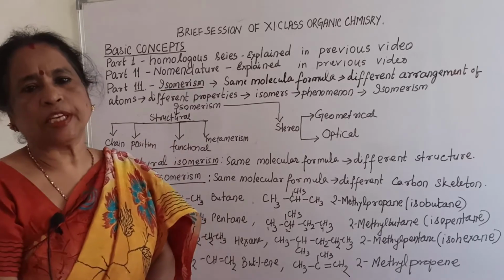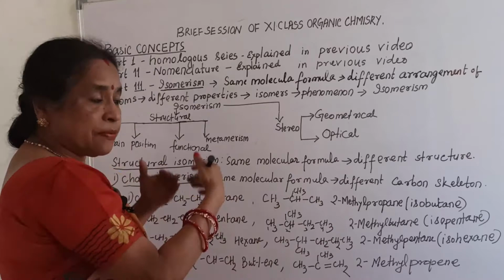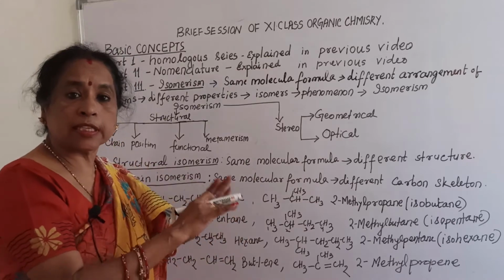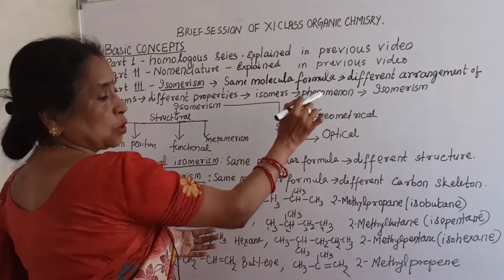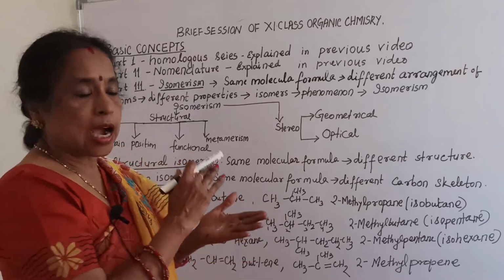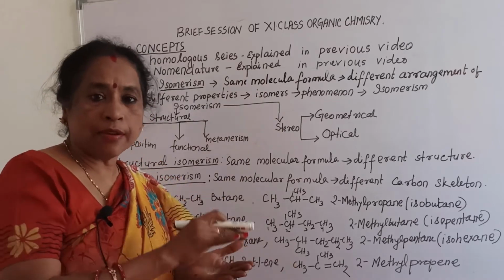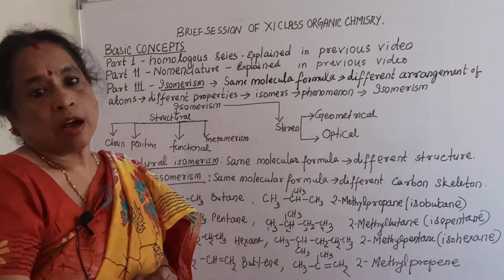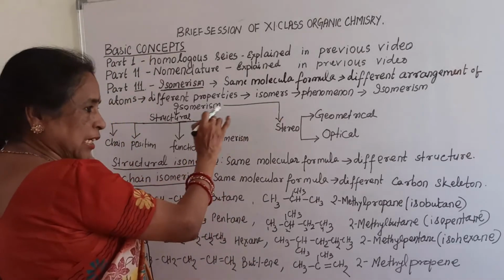So what is isomerism? Same molecular formula but different arrangement of atoms. With a different arrangement of atoms, the physical and chemical properties are different. These compounds are called isomers, and the phenomenon is called isomerism. Isomerism means same molecular formula but different arrangement of atoms, having different physical and chemical properties. Now isomerism is divided into two parts.